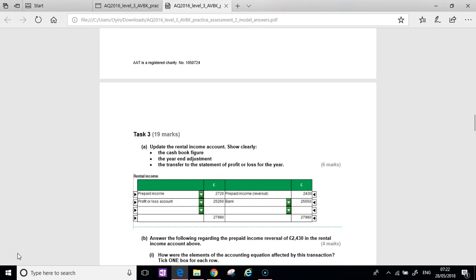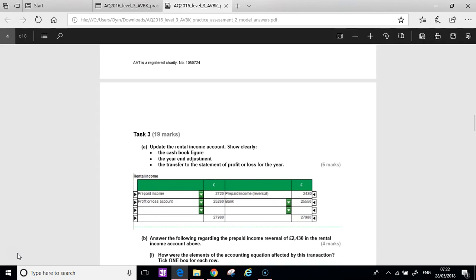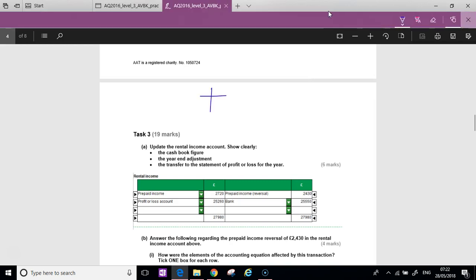Here they're talking about rental income, prepaid income. Prepaid income, so you owe this money. Let's see how we arrive here. Let's give a classic scenario. You are a landlord and you have received some rent from a tenant. You should have received 10,000, but the tenant sent you a check of 12,430 for income. Now you only should have received 10,000.